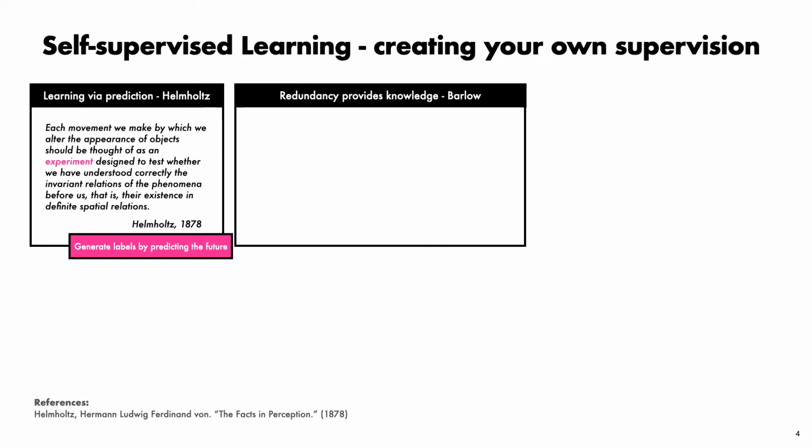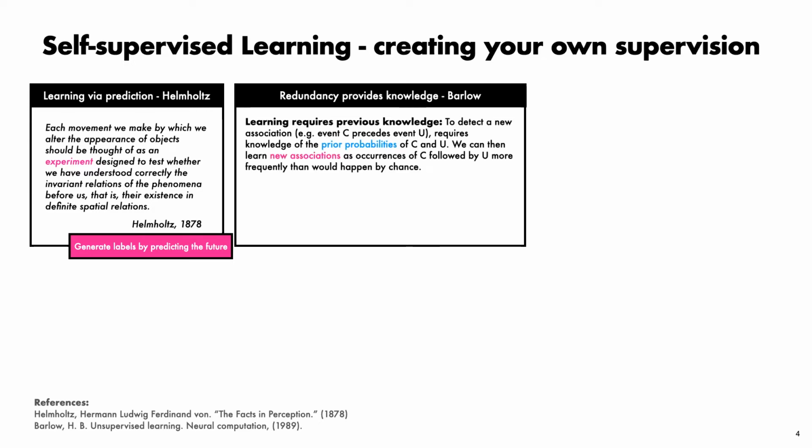The role of redundancy in sensory signals was then considered more explicitly by Barlow, who made the observation that learning requires previous knowledge. In particular, to detect a new association, such as the event C preceding event U, we need to know the prior probabilities of C and U. If we have those, then we can learn a new association if we observe that C is followed by U more frequently than would be expected by chance.